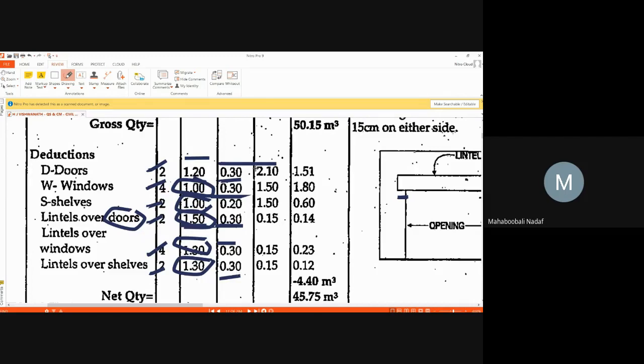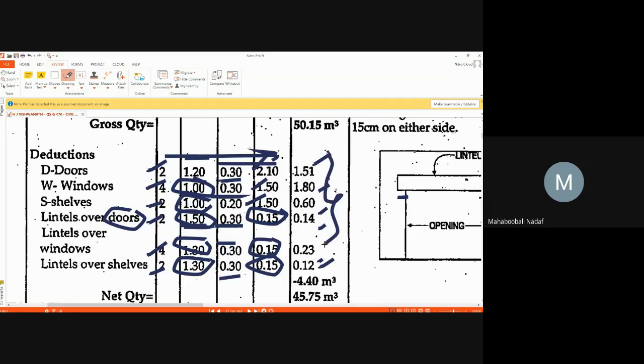So height is also given. Door height is 2.1, window height is 1.5, shelf height is 0.15. For all lintels, the depth of the lintel is 0.15. So you multiply, and you will get these values.